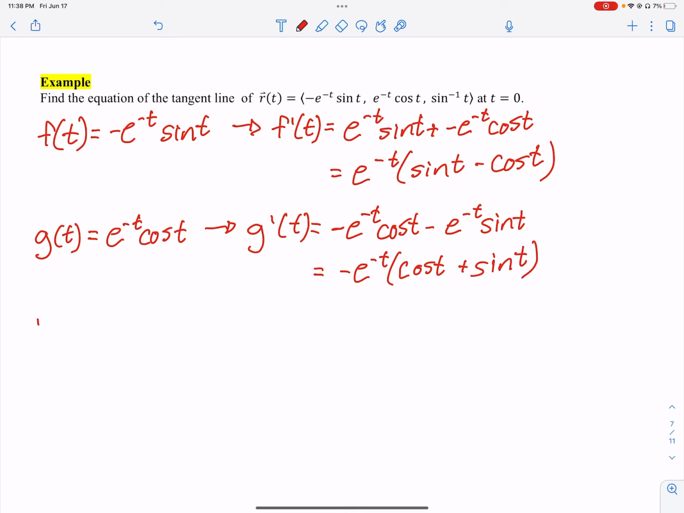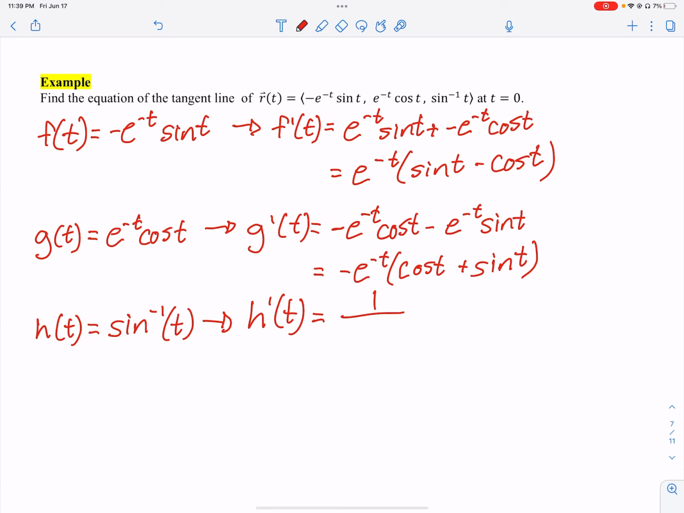And then we have one more, h of t, which is arc sine or inverse sine. Now, this is a reminder, you could use a table. This is just for review here. This ends up being 1 over the square root of 1 minus t squared. You can memorize it, or put it on your note card that you'll have.